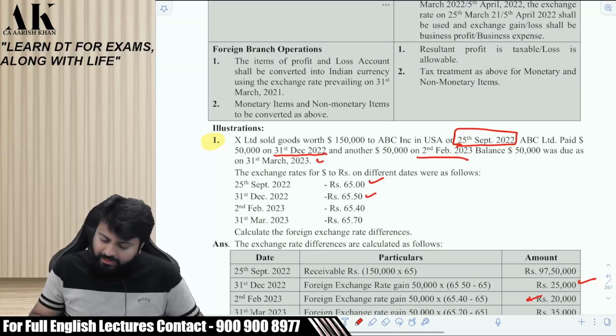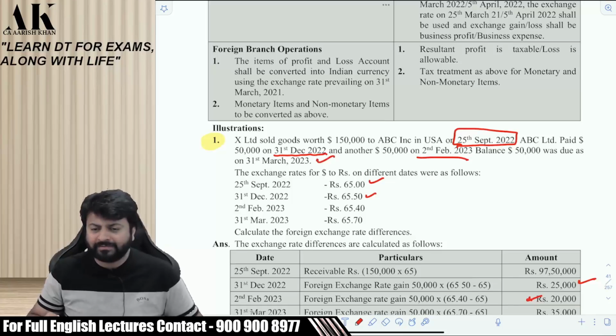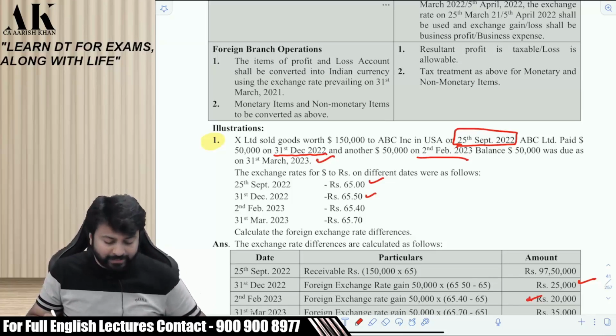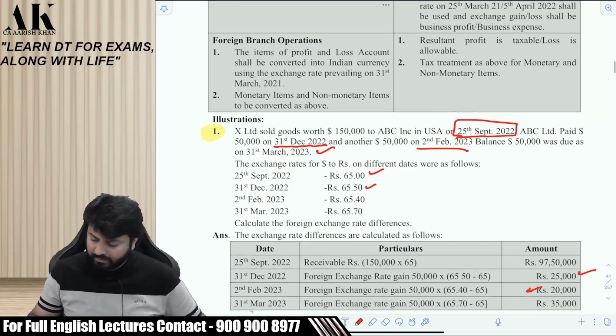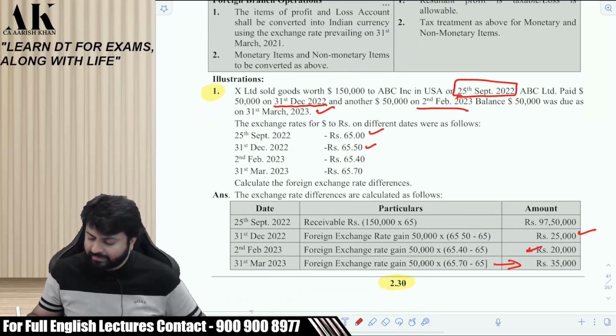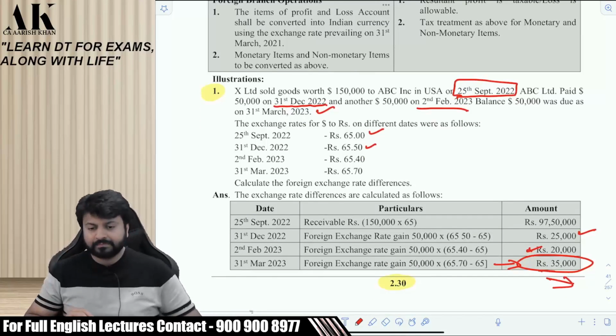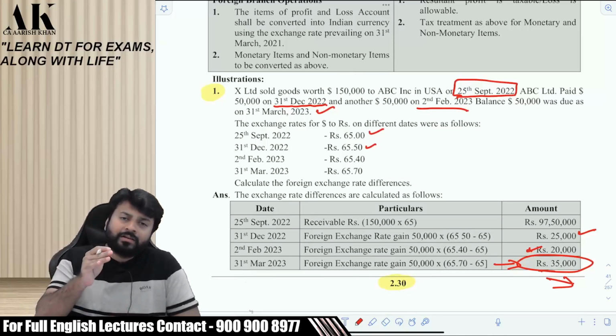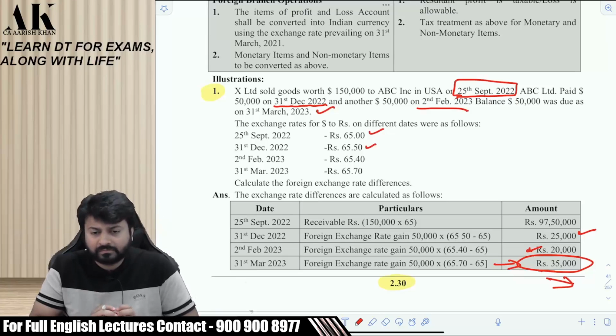And the balance is due on 31st March. So shall we restate on balance sheet date? Shall we reinstate on balance sheet date? How much is balance? 50,000 into the differential amount 0.7. 35,000 is receivable. This is balance. This is the gain on revaluation on 31st March. Right or not?